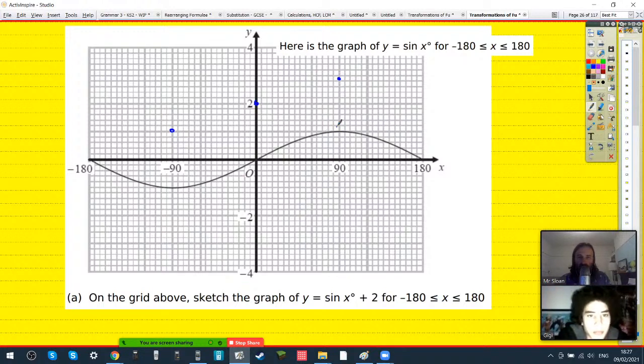Maximum of sine is 1. Yeah, that's halfway between 0 and 2. Let's say 2 endpoints. Oh, it will become 2. That's it. So the other one. And then we do our best. And it should be kind of parallel. Great.